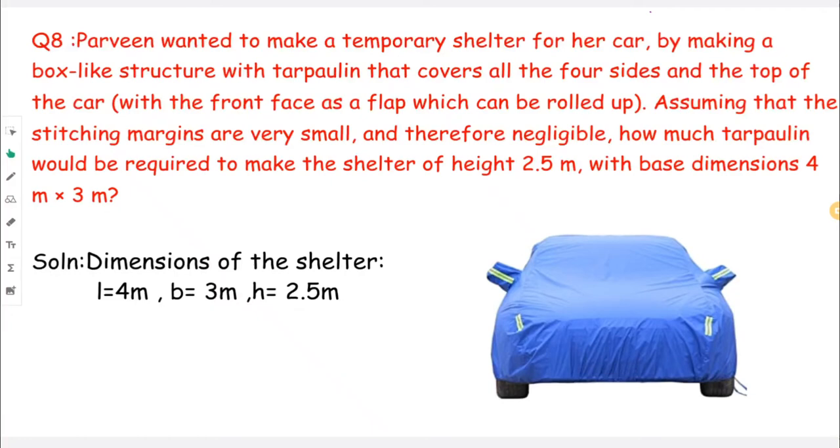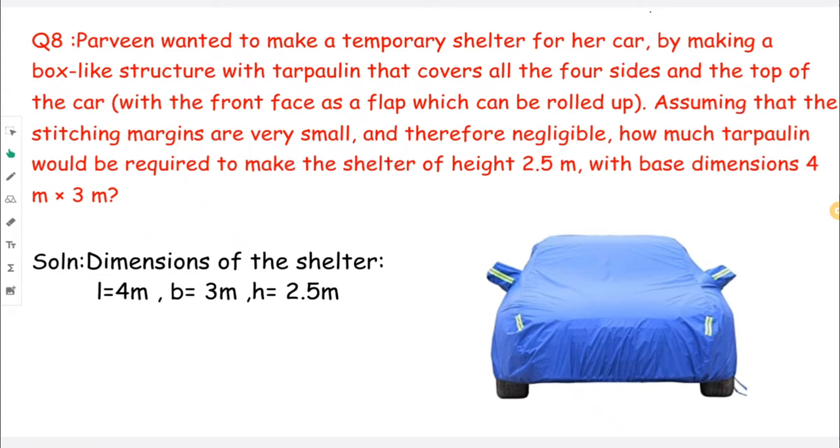13.1, the last question, right? Parveen wanted to make a temporary shelter for her car by making a box-like structure. So remember this, okay? Box-like with tarpaulin that covers all the four sides and the top of the car. If it covers the bottom of the car, it will look funny, right? And then with the front face as a flap, which can be rolled up, assuming that the stitching margins are very small and therefore negligible.